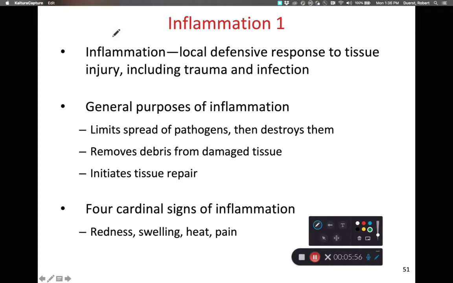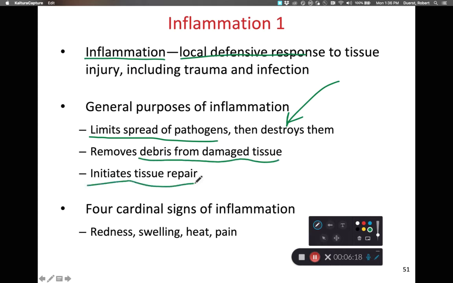Let's talk inflammation. Inflammation is the much maligned response of our innate immune system. It's a local defensive response to tissue injury, and it can be a very good thing. Inflammation limits the spread of pathogens so that it's easier for us to destroy them. It also makes it easier for us to remove damaged debris and initiate tissue repair. So inflammation can be a good thing, but like anything in life, we need a little moderation. Too much inflammation is bad. Too little inflammation is not good. We need just the right amount, not too much, not too little. We're looking for that nice, sweet Goldilocks zone.